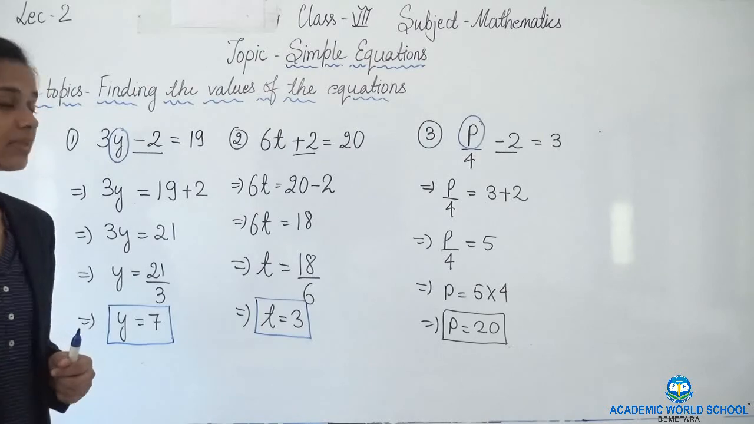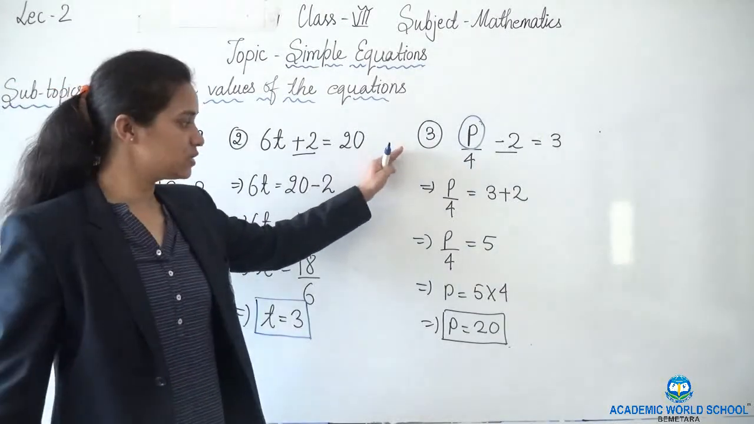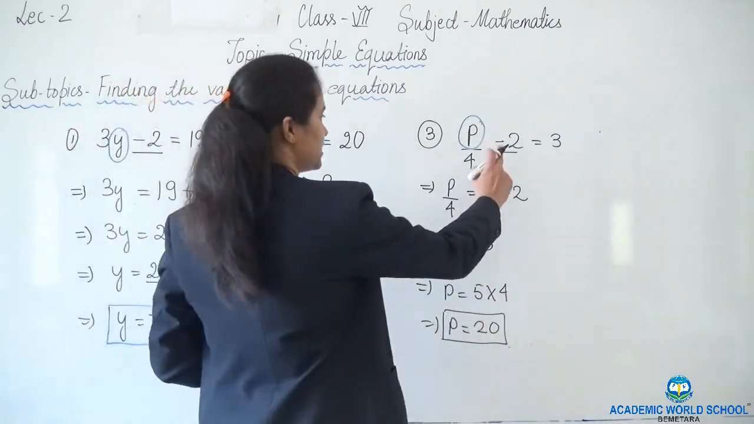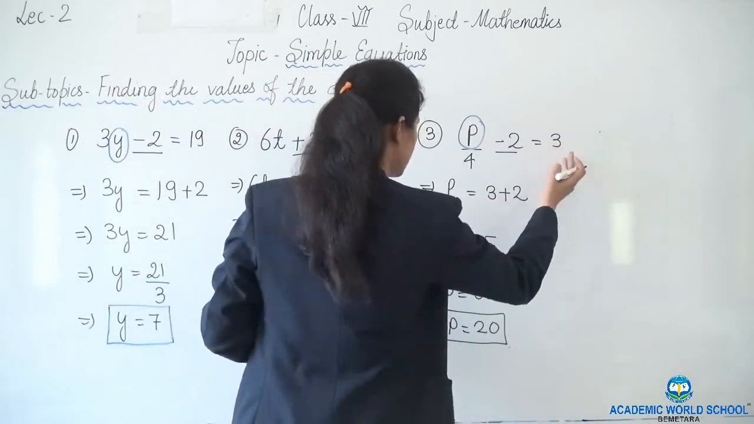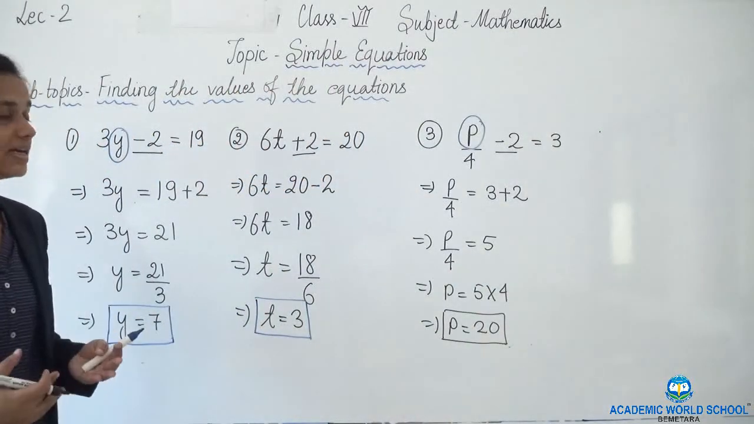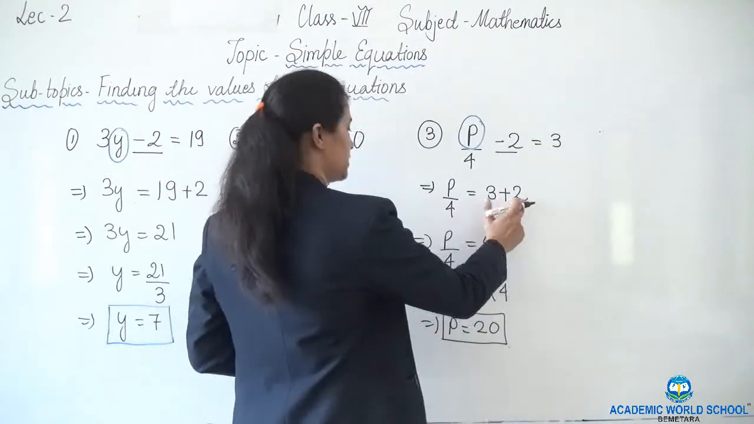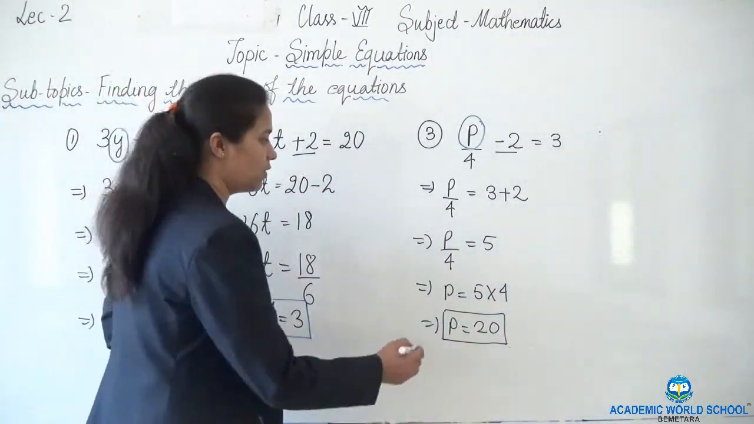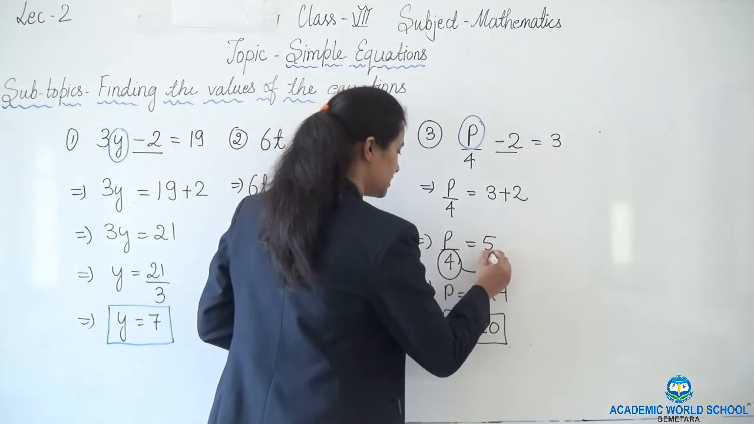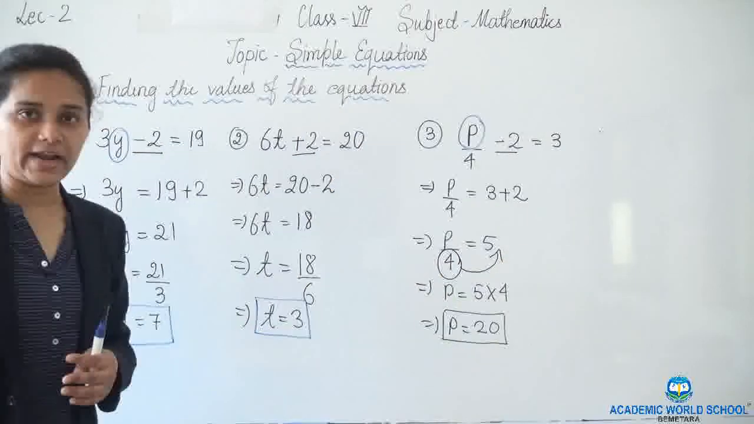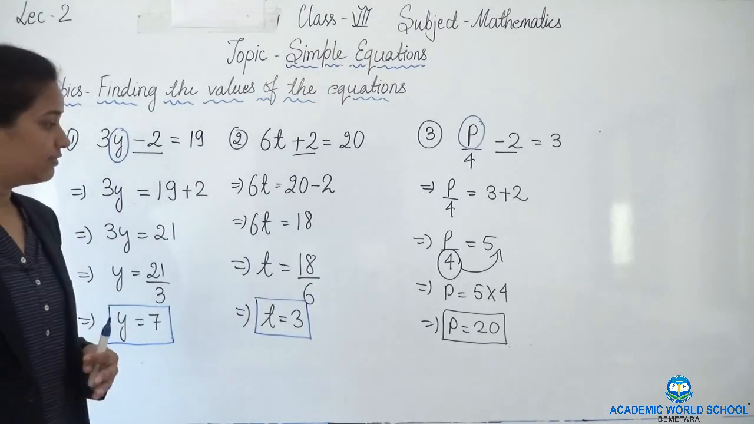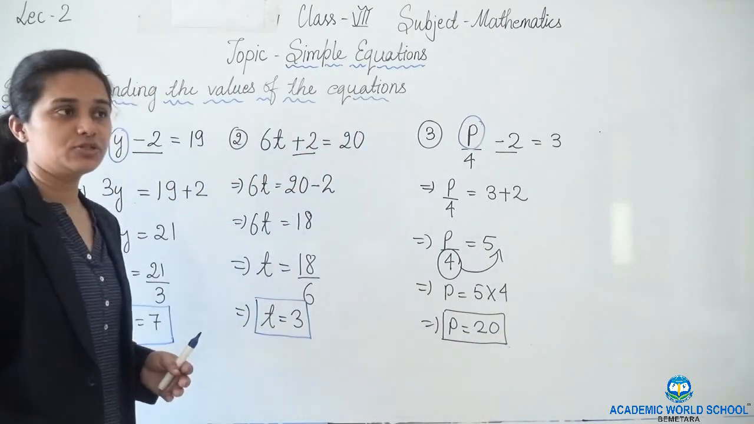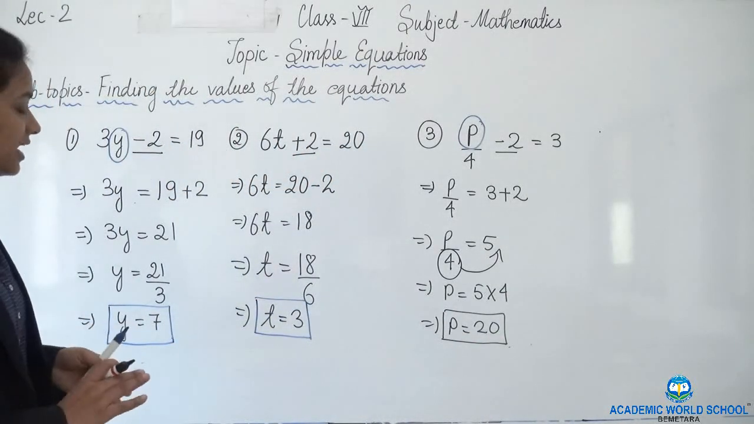So what did we do? Again we reduced the mixed question to the forms we have read. First I removed minus 2 to the other side, so minus 2 becomes plus 2. So 3 plus 2 we got as 5. Now P upon 4 equals 5. Now I have to remove 4 to the other side. Here 4 is dividing P, so when it changes its side, it will be multiplying. So P equals 5 into 4, 20. So P equals 20. This is our final answer.